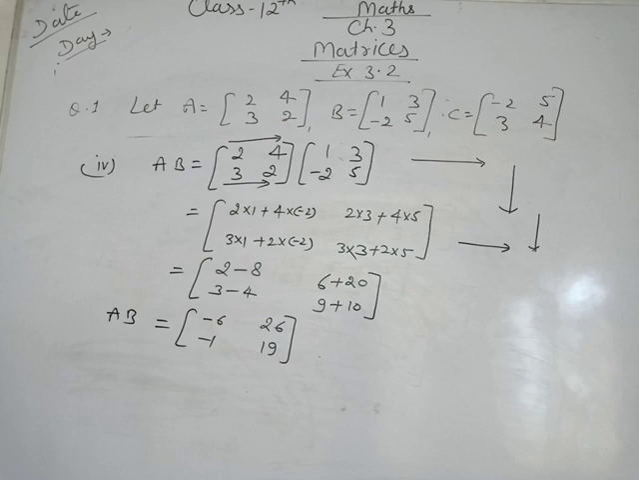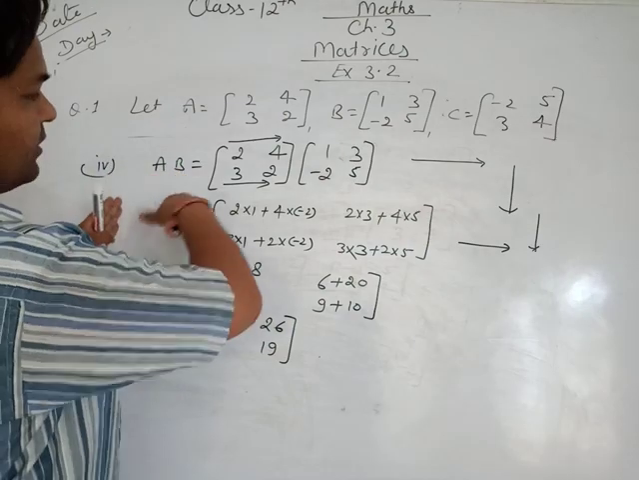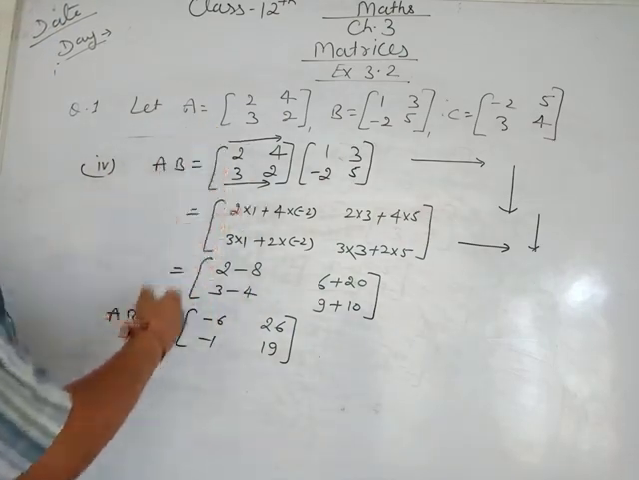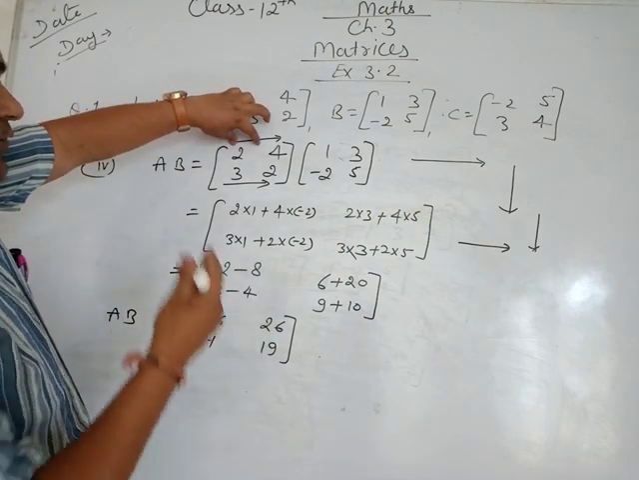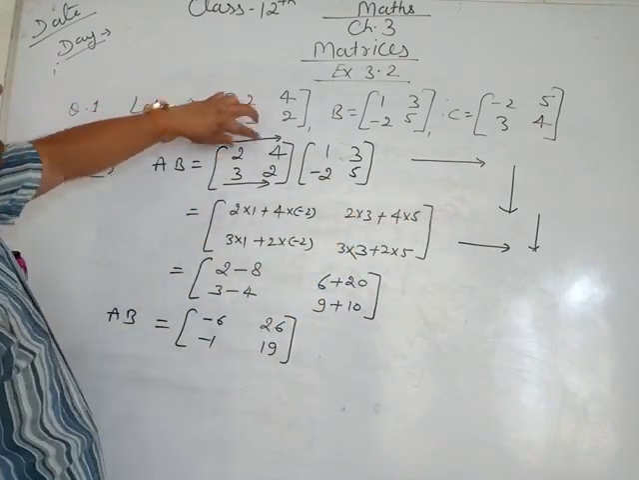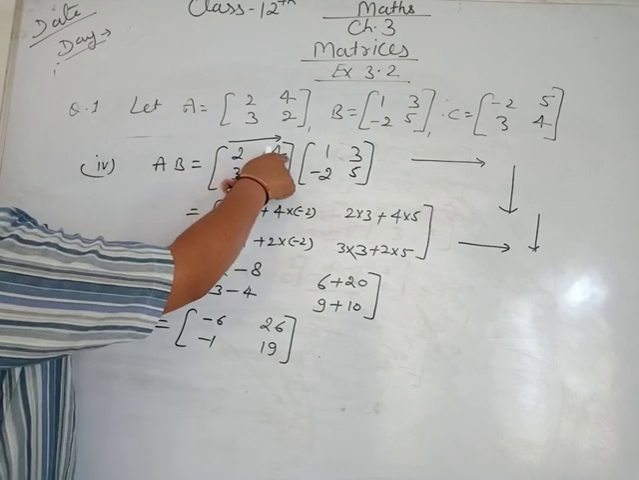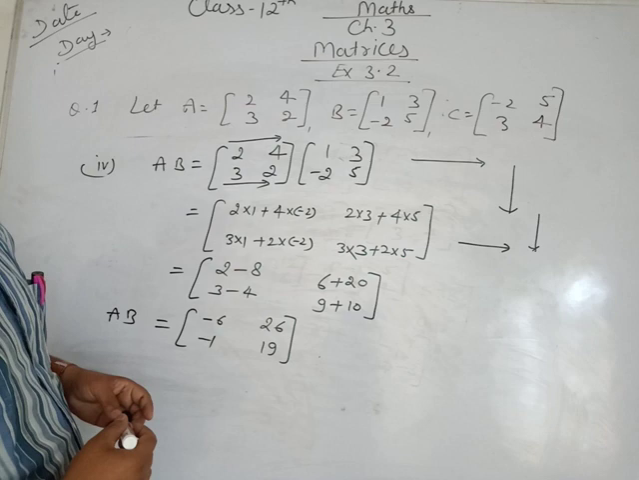Similarly, the next part is B A. It means opposite. The answer is not the same, because now in the second case BA means we will write B first and A second. Then firstly we will take the row of B in case of B and A.